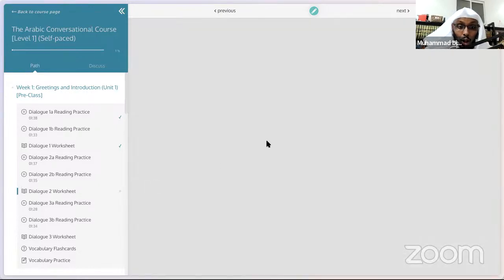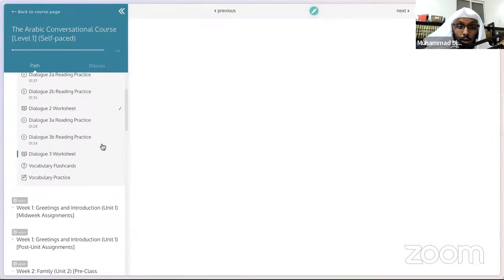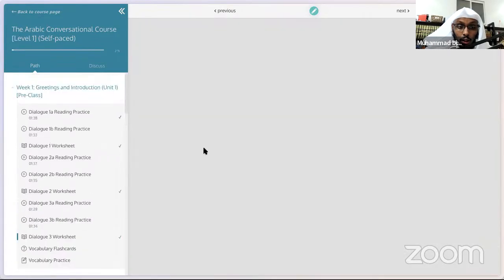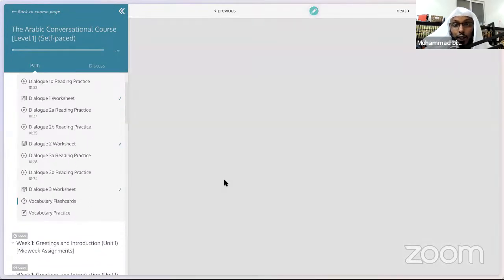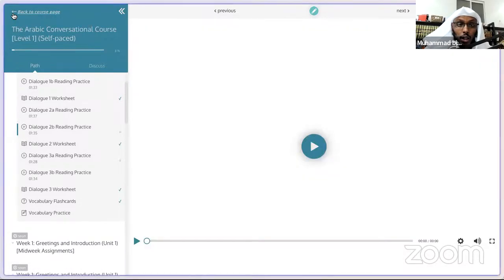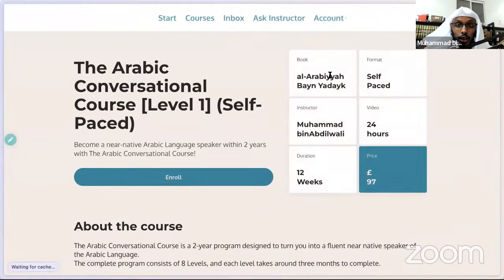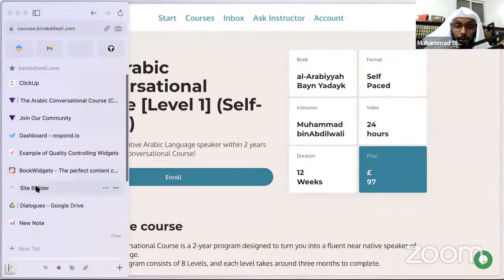So this is what we call the dialogue worksheet. So hope it loads. Okay, I think these haven't been uploaded yet. I'll show you them in a moment, inshallah, no problem. And then you have vocabulary flashcards. I think I need to go to one of the older lessons where everything is actually being uploaded. Let's take the current course, the one we just finished. Let's use that as an example.